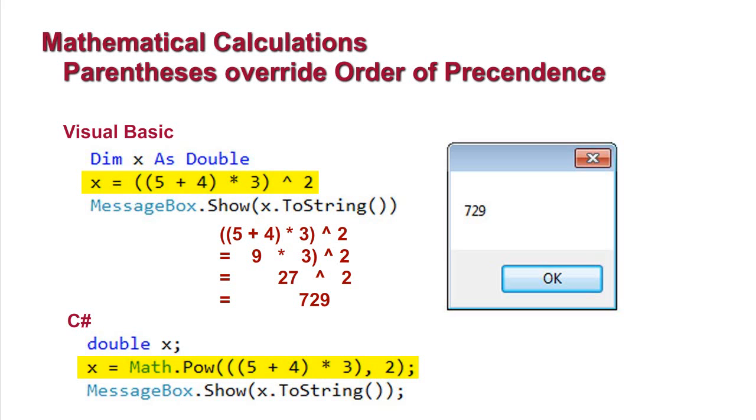I've written it in the same way using C#, in which I'm doing the calculations first of 5 plus 4 times 3, and then that value is used inside of a Pow method. So we're going to get 27 comma 2 inside that power, 27 squared, 729.